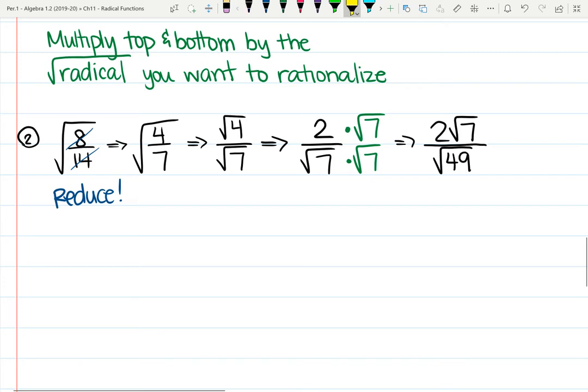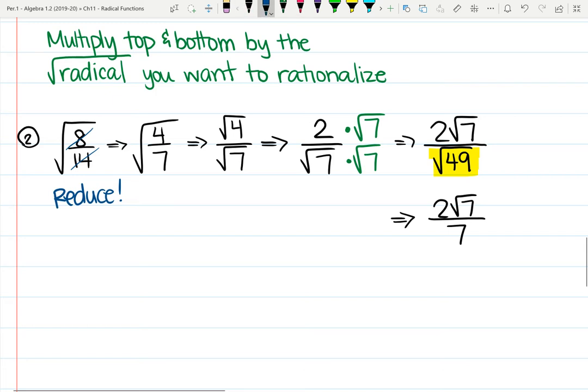And that's great. In fact, that's perfect. It's a perfect square. It's 49. The square root of 49 is just 7. This simplifies to 2 square root of 7 over 7. Right? The square root of 49 is 7. And there we go. I'm done.